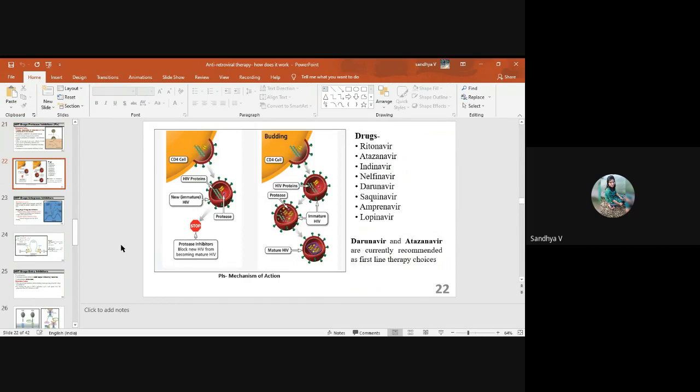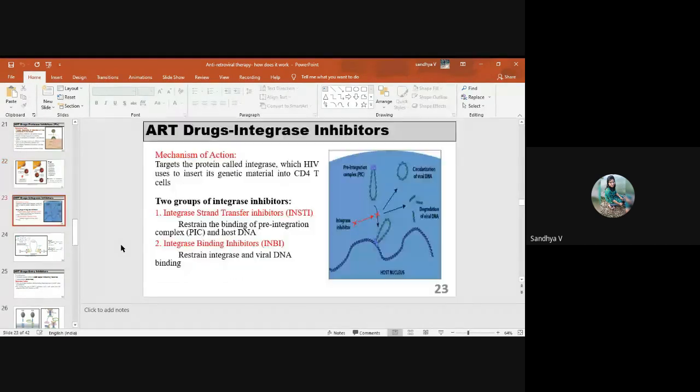This is the mechanism, as you can see. The protease inhibitors go and bind at the protease and stop the activity of the protease. Then your virus will be immature, and it is not able to infect your CD4 T cell. So these are the drugs recommended under the protease inhibitors.